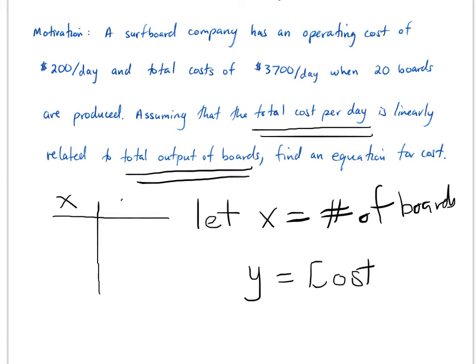So in our table, we're going to summarize what we have by looking at the first sentence and trying to translate it. So a surfboard company has an operating cost of $200 per day. Let's stop there. If they make no boards at all, it costs them $200 a day just to keep the lights on and pay their employees. The second part of that sentence says that there's a total cost of $3,700 per day when 20 boards are produced. So when the number of boards being produced is 20, that costs them $3,700. So now we've taken that information and summarized it in this chart.